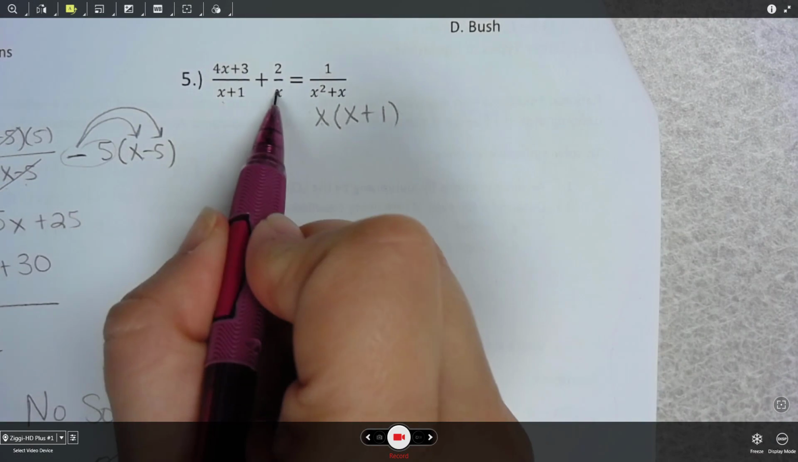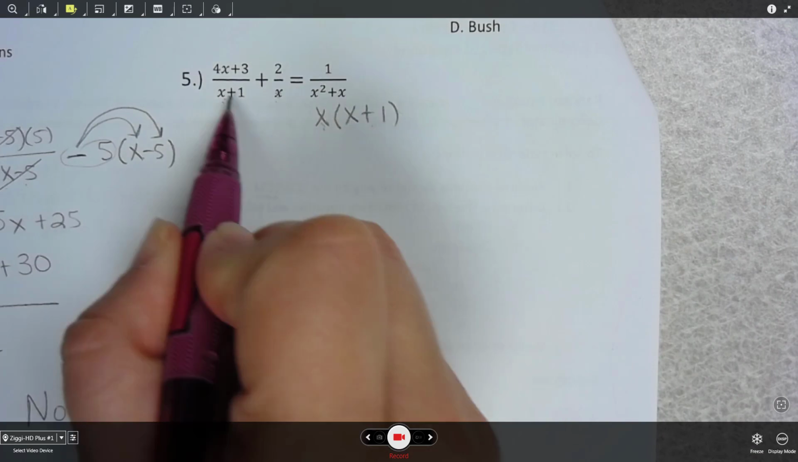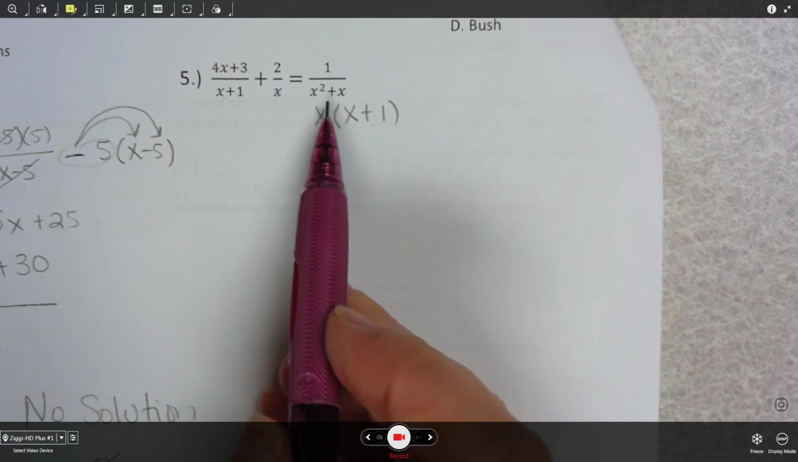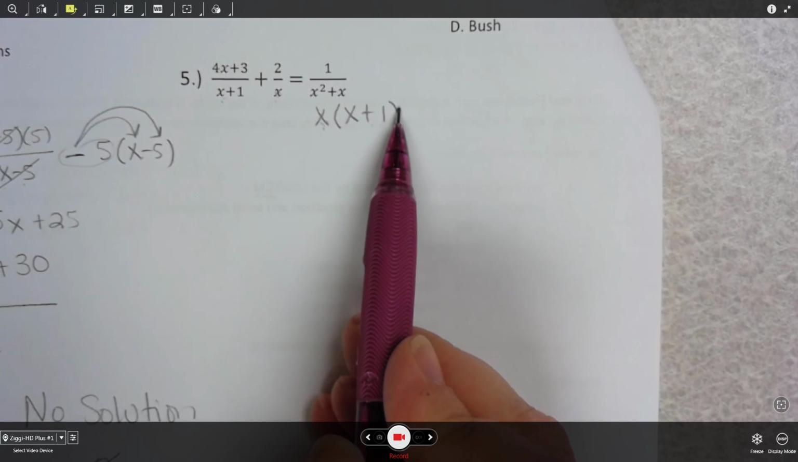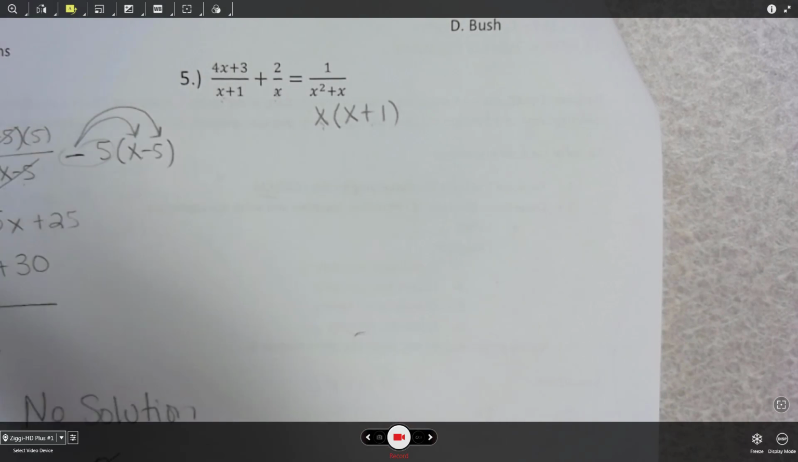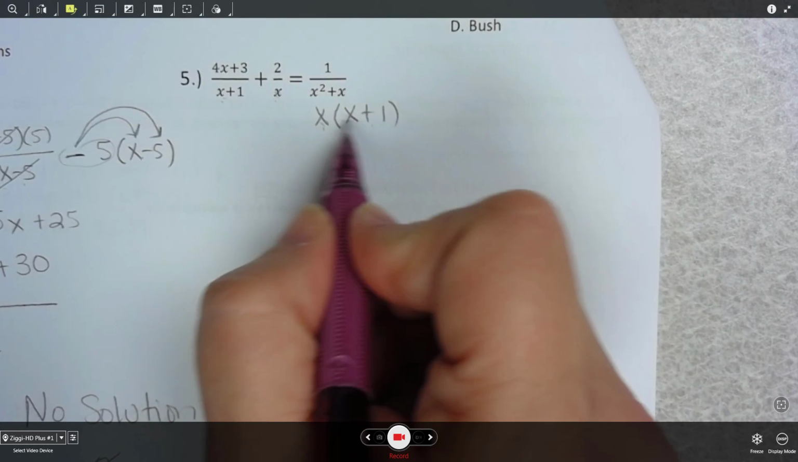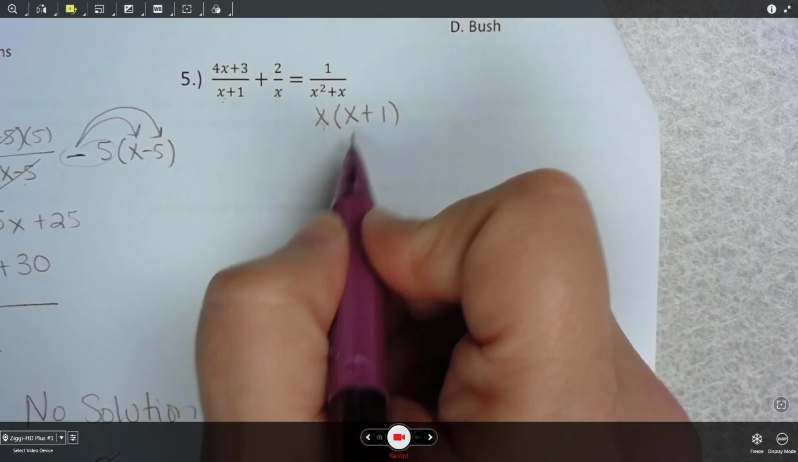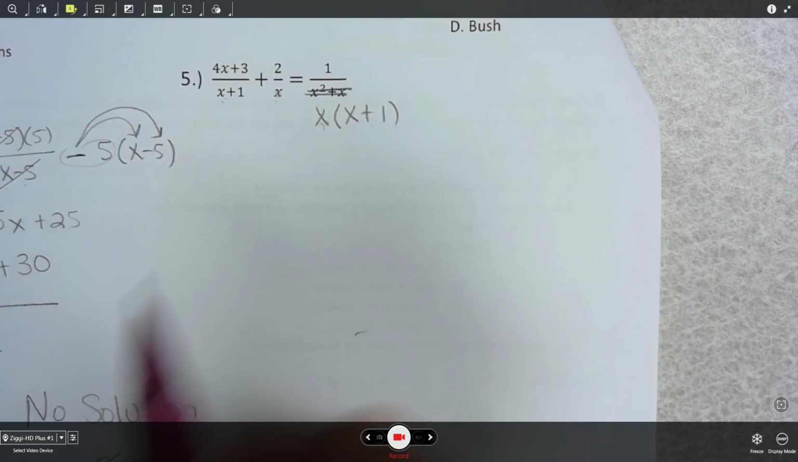Notice that x and x plus 1 and x plus 1, usually if there's something that's going to factor, at least one of the factors is going to be one of the other denominators. So that should help you in factoring. Also, it should help you in deciding what your least common multiple will be.